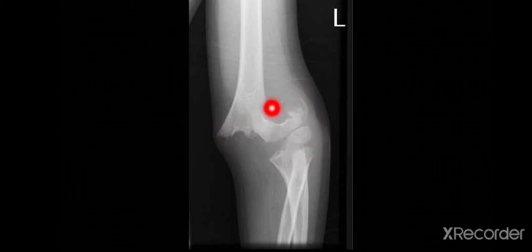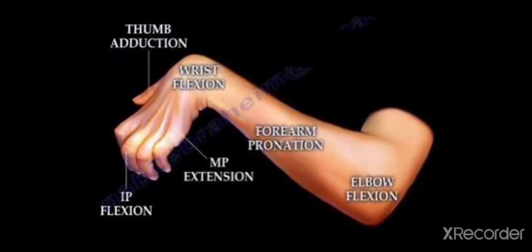And one more thing to remember for the supracondylar fracture: it is the median nerve and the brachial artery which are damaged in this fracture. Remember the median nerve and the brachial artery. Due to damage of the brachial artery, a condition called Volkmann's ischemic contracture results, which leads to shortening of the forearm muscles, which leads to these conditions: elbow flexion, forearm pronation, wrist flexion, thumb adduction, metacarpophalangeal extension, and interphalangeal joint flexion. These are the features of Volkmann's ischemic contracture.